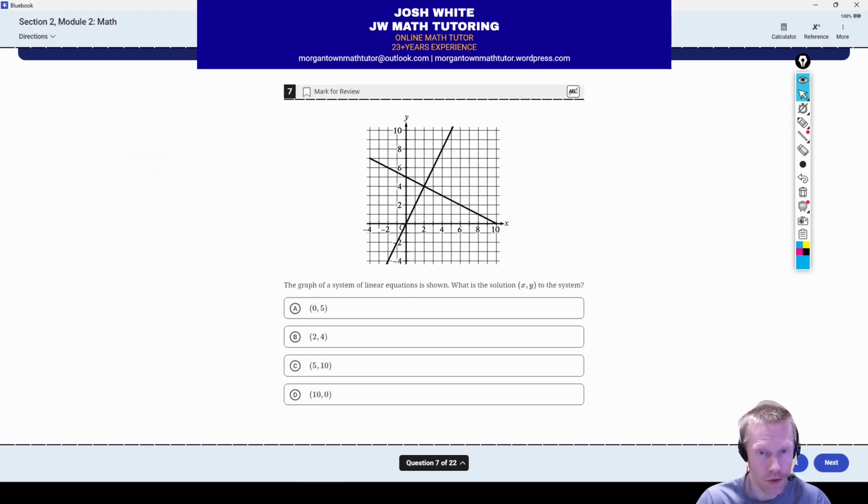Next up, we have two intersecting lines on a graph, and they want to know what the solution is. So that's basically the intersection point right here, (2, 4). So the correct answer is going to be letter B. That's it. Nothing more to do.